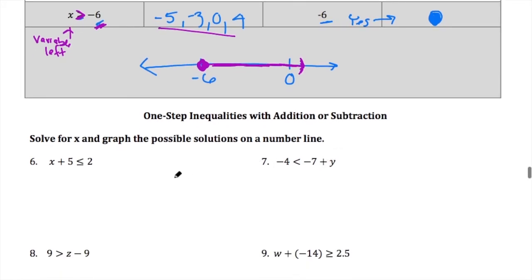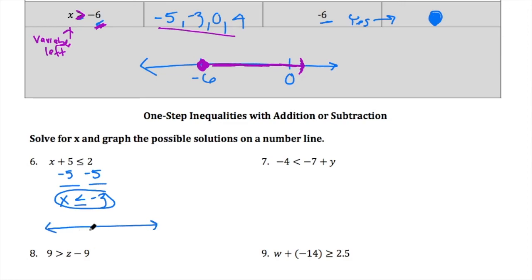All right, now we have some one-step inequalities. We have to do a little bit of solving first. Pretend that inequality sign is an equals. What we would do is subtract 5 from both sides, just like we've been doing. That gives us x. Bring down this symbol. It's not an equals, but we're going to bring it down just the same. And x is less than or equal to negative 3. The solving step, pretty simple, but that's only part of our answer.